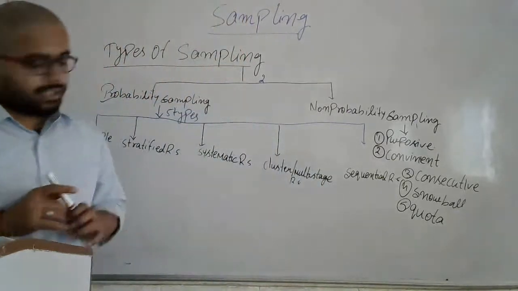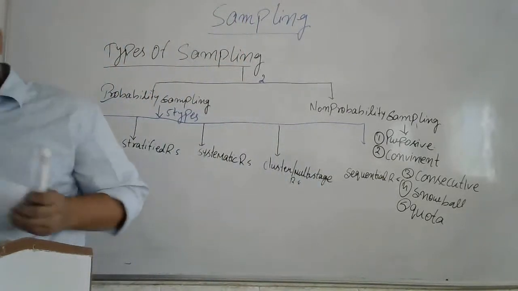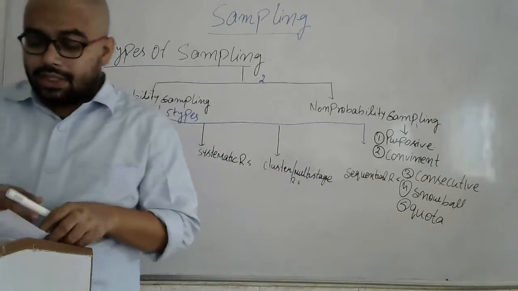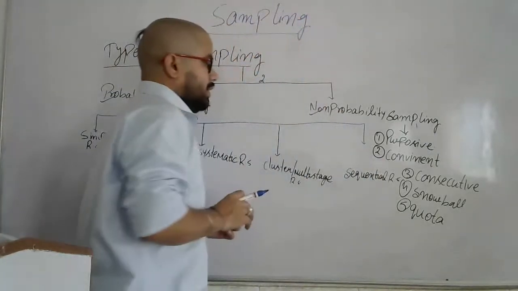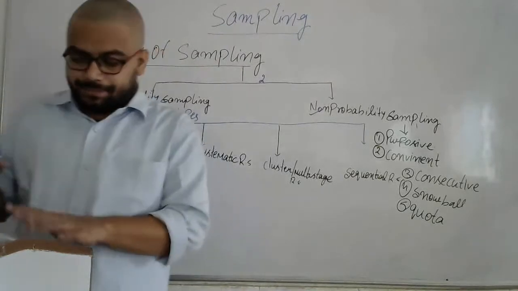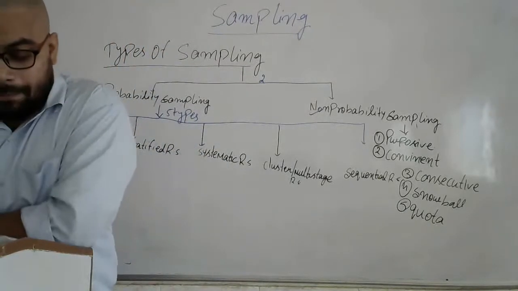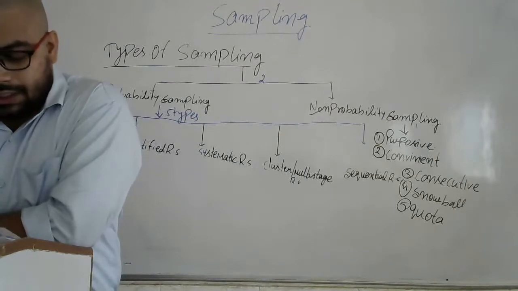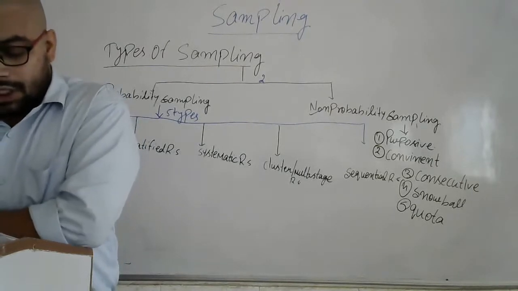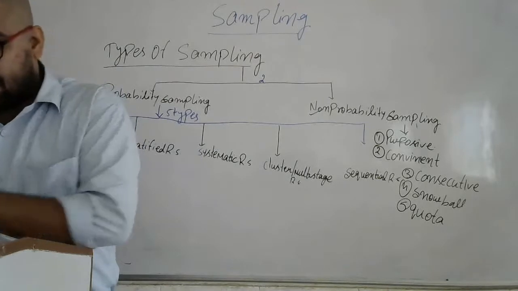That was the first one. The second one is the non-probability sampling technique. Non-probability sampling is a technique where the sample is gathered in a process which does not give all the individuals in the population an equal chance.